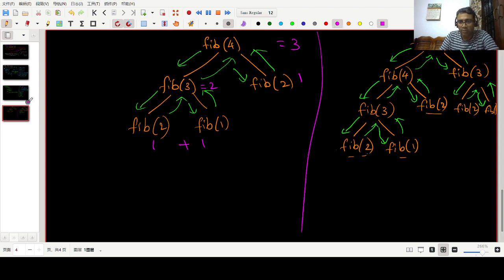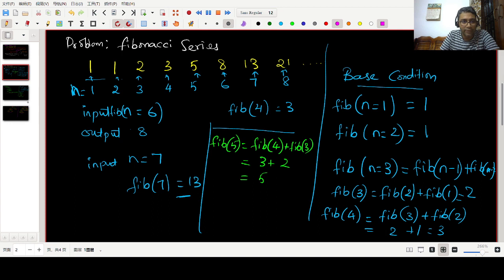Let us solve. This is 1 plus 1, right? 1 plus 1 equal to 2. So 2, again it returns 1. 2 plus 1 is 3, right? So 3 found. Fib of 4 equals 3. Again 1 plus 1 is 2. So 2 plus 3 is equal to 5. Whenever you pass 5, I think it will return 5.